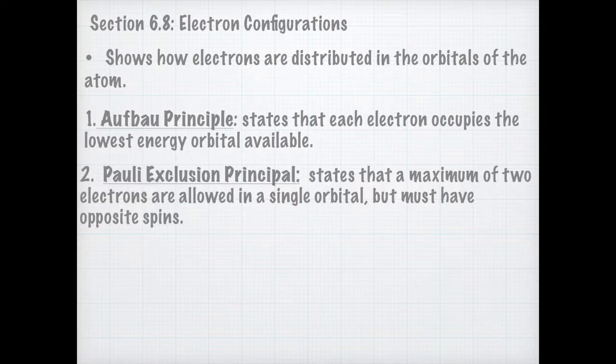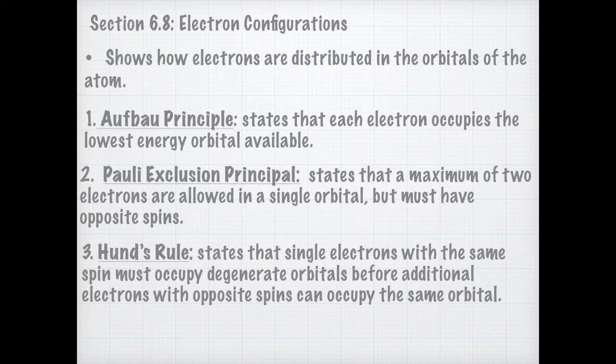The second is the Pauli exclusion principle. What that states is that there's a maximum of 2 electrons allowed in a single orbital, but they have different spins. They have opposite spins. And so we'll look at that when we draw out the orbital diagrams for specific elements.